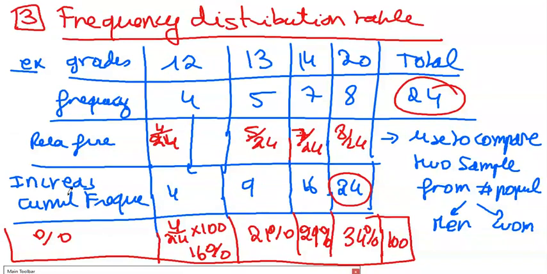What is increasing cumulative frequency? Sometimes you don't see the word increasing, you just see cumulative frequency. You take the first frequency, it's 4, then you add 5, 4 plus 5 is 9, 9 plus 7 is 16, 16 plus 8 is 24. The last one should be the total. And this relative frequency will help you find the percentage of each frequency. So I multiply it by 100 to get the percentage, and my total should be 100.